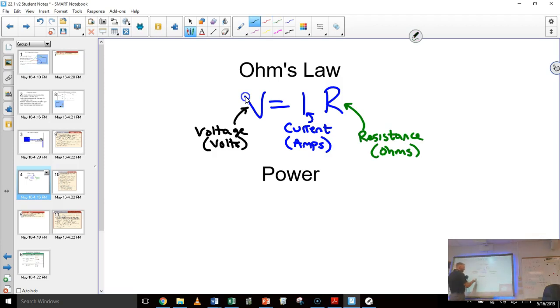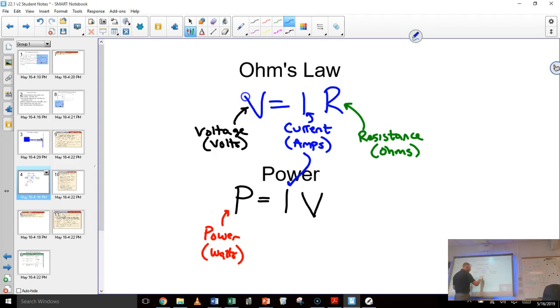Power. There's a power equation. It goes like this. Power is equal to the current times the voltage. So P is power, and remember, that's in watts. I is current. So I'm just going to draw this one down. And then V is volts.